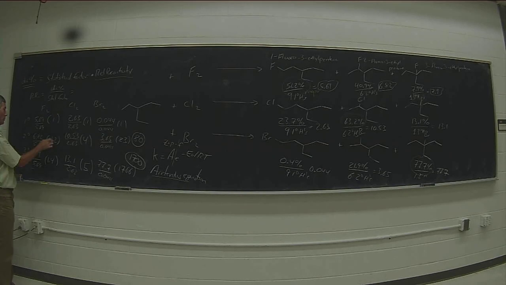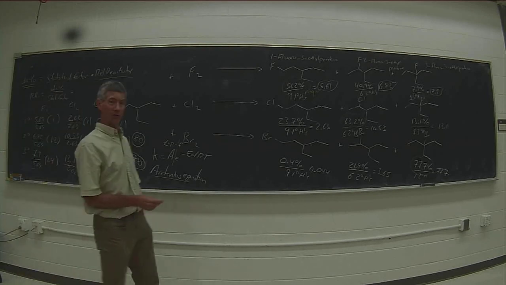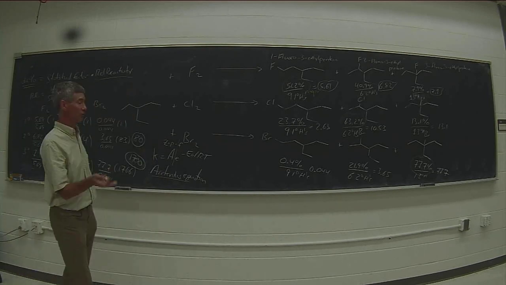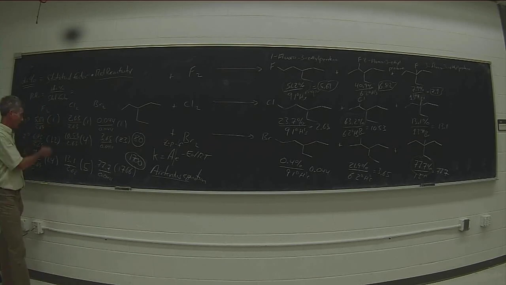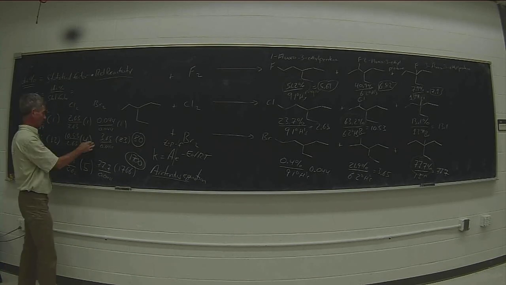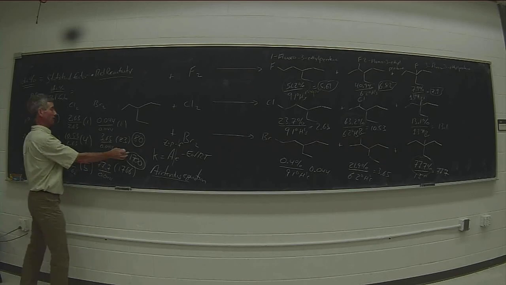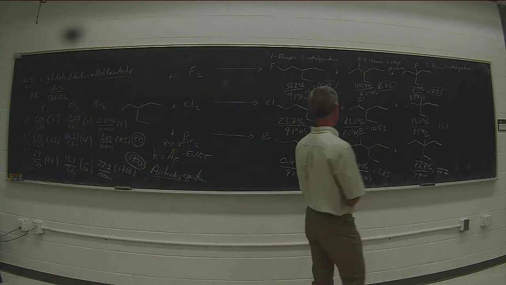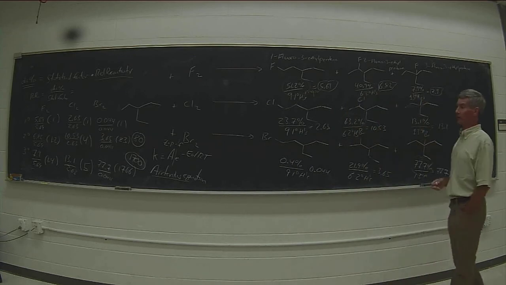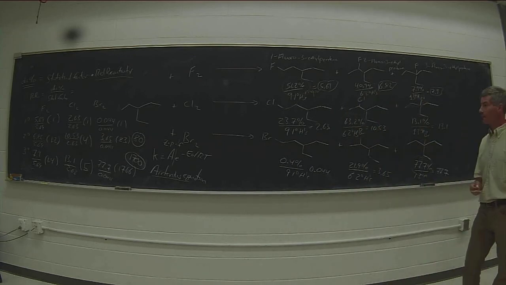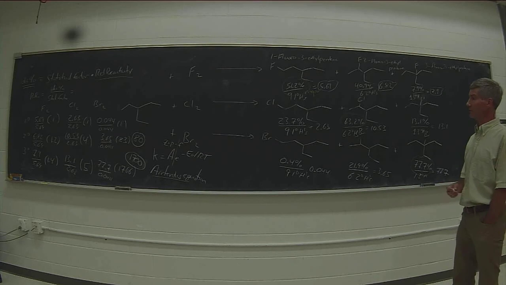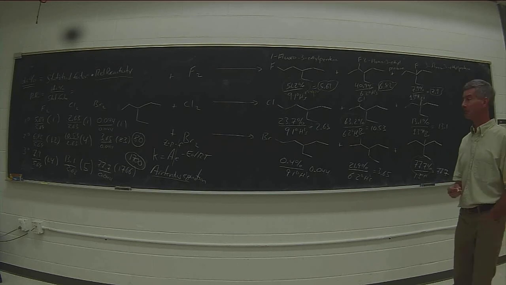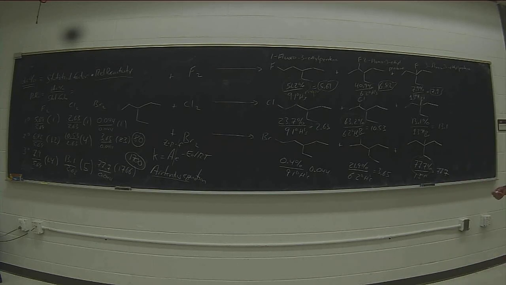So 1 to 1.2 to 1.4 is not particularly selective. Fluorination is exothermic. The reaction goes. It's usually not even controllable, and it won't be selective anyway. Chlorination is selective, but nowhere near as selective as bromination. In all cases, the tertiary hydrogen has the largest relative reactivity, followed by the secondary hydrogen, followed by the primary hydrogen. So we now need to answer 2 questions.